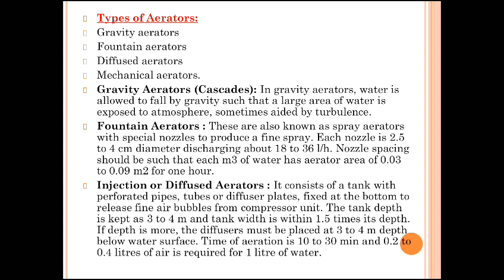Second one is the fountain aerator. These are also known as spray aerators, with special nozzles to produce a fine spray. Each nozzle is 2.5 to 4 cm in diameter, discharging about 18 to 36 liters per hour. The nozzle spacing should be such that each cubic meter of water has an aerator area of 0.03 to 0.09 square meter for 1 hour.